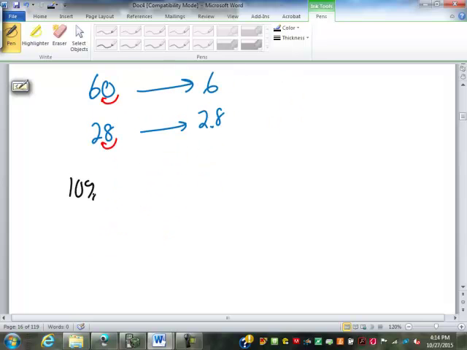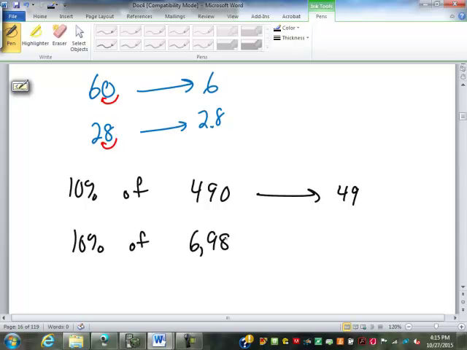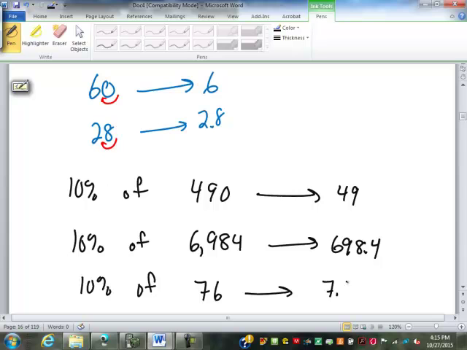So 10% of 490 is going to become 49. Good. 10% of 6,984 is going to become 698.4. 10% of 76 is going to become 7.6. So that's a pretty easy benchmark.